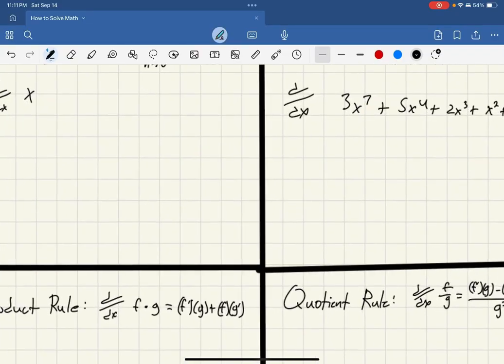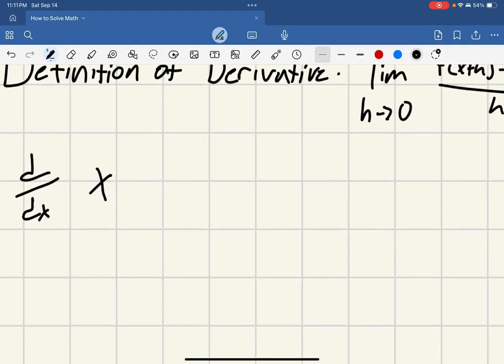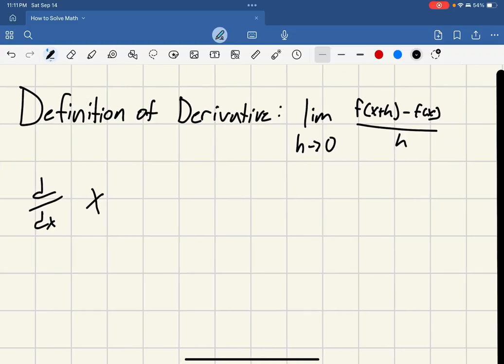These are the main big four that I remember from taking my AP test. Let me know if I'm missing some. These are the ones that came to mind. But for now, let's start with a simple definition of derivative. This is what we're going to start learning.